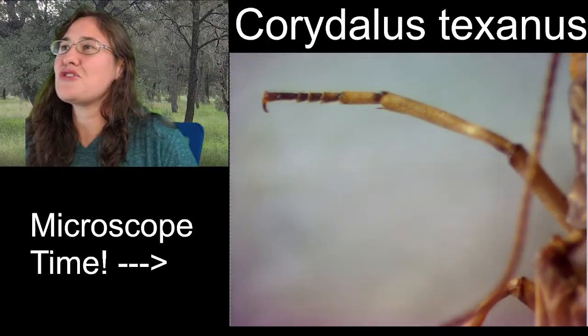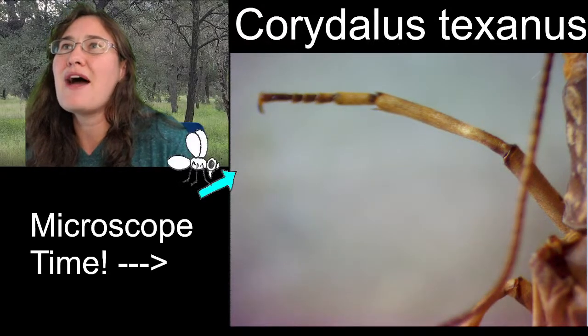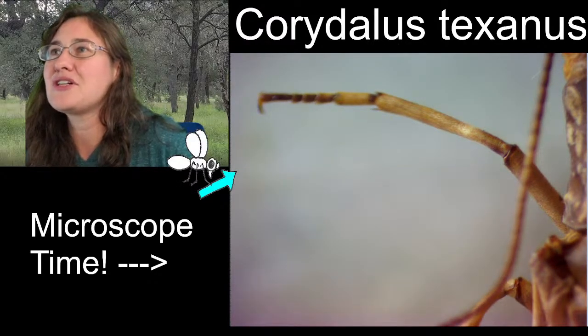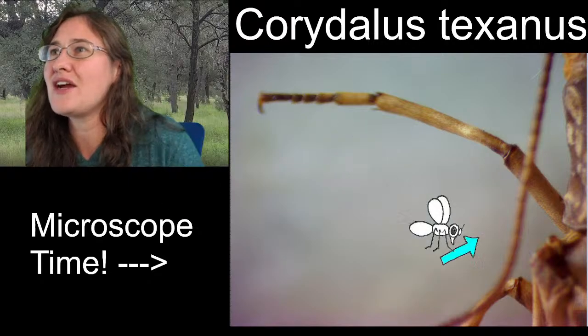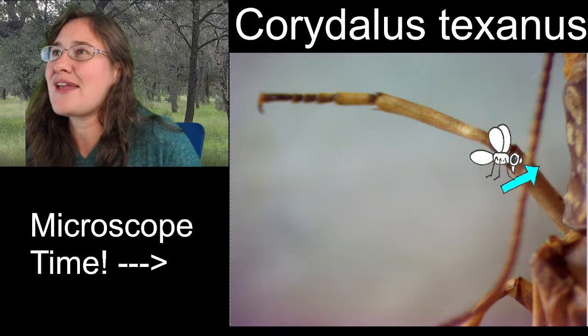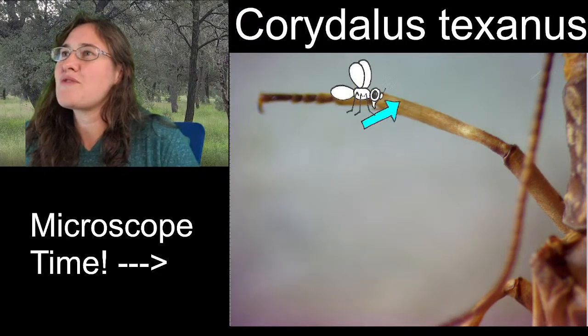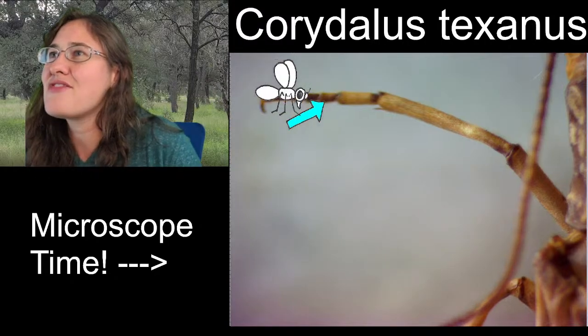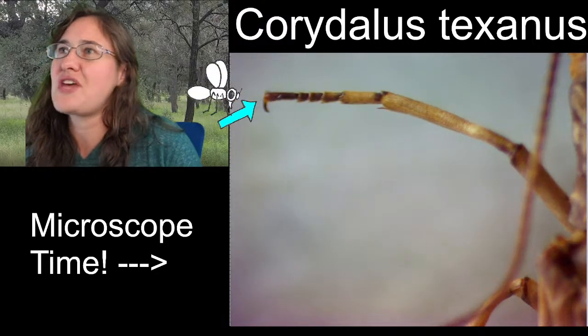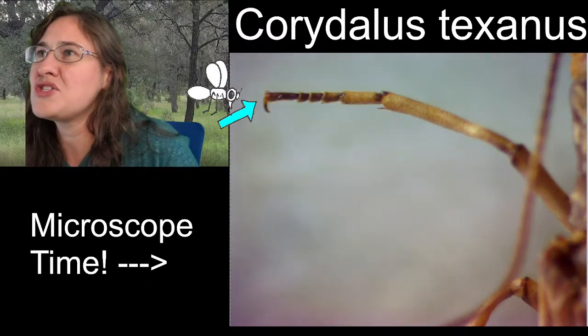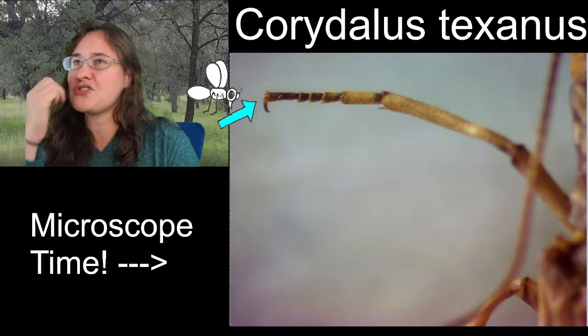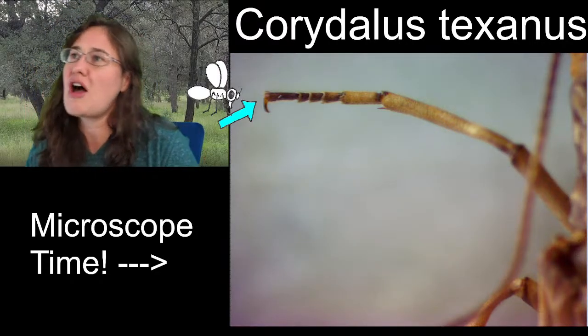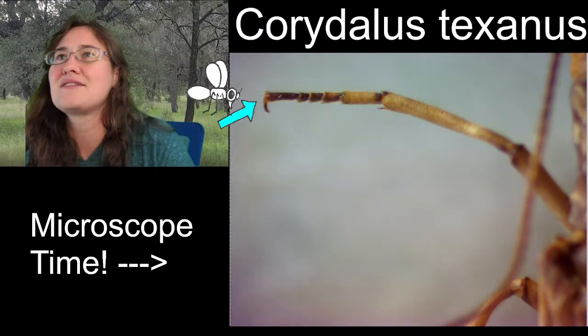Alright, so you probably could guess, but right about here. This segment right here, that's our femur. This one right here is our tibia. And these are our tarsal segments. We have 1, 2, 3, 4, 5 tarsal segments and 2 tarsal claws down there at the end.